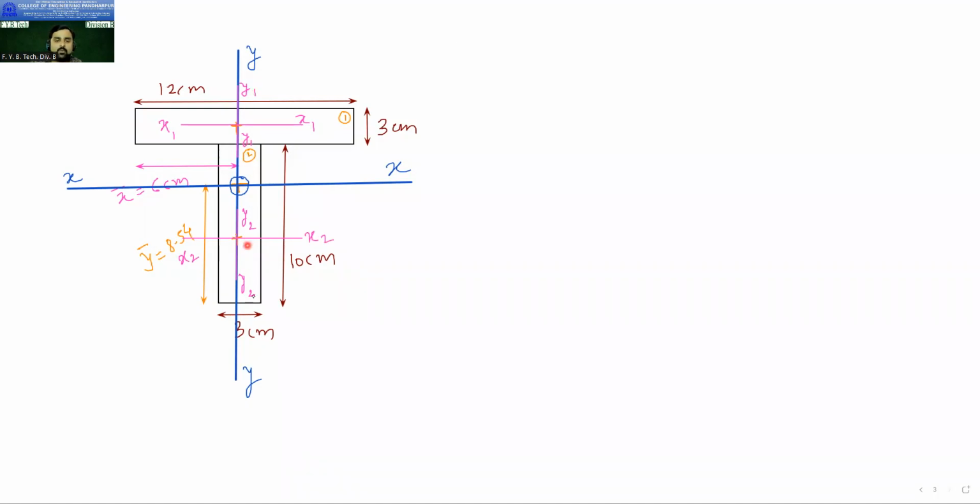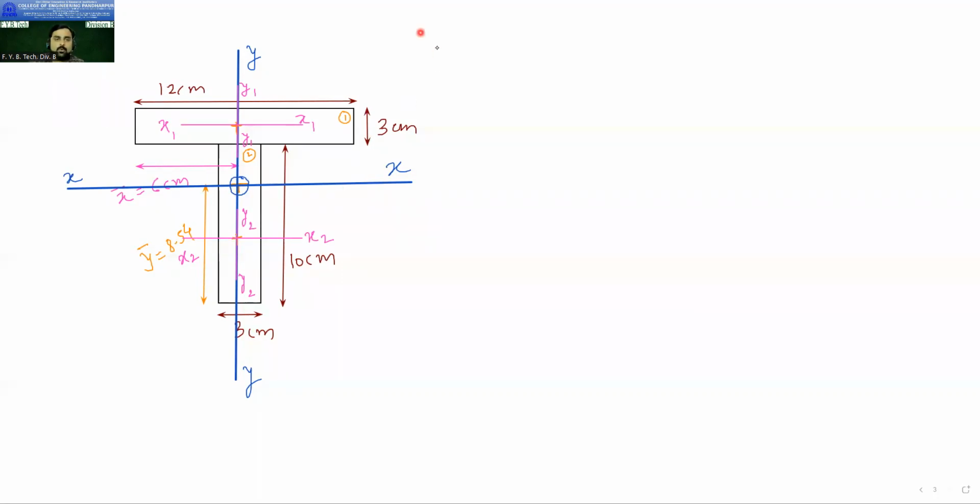Now, if you observe carefully, your y1, y2, and centroidal axis y are lying on the same line because this figure is symmetric about the y-axis. So all these axes are along the same line: y1, y2, and y. But this given figure is not symmetric about the x-axis. So the positions of x1, x2, and x are not lying on the same line. So to calculate Ixx, we need to use the parallel axis theorem. Is it clear?